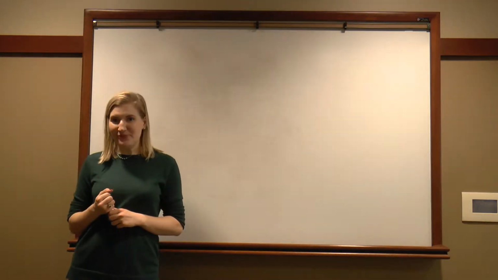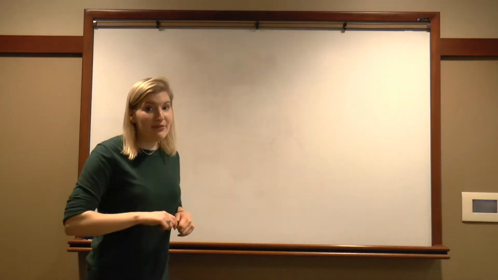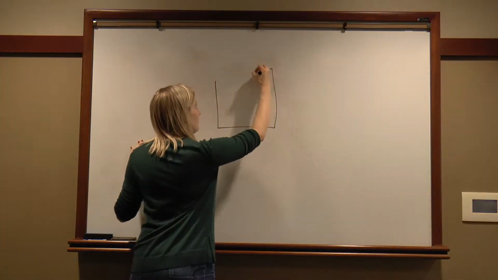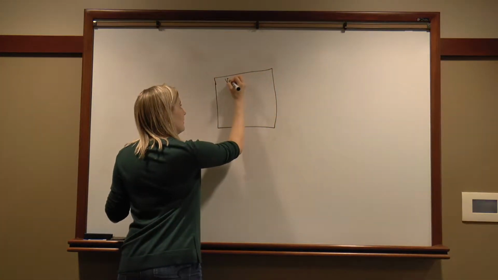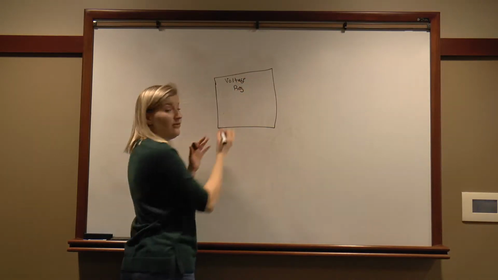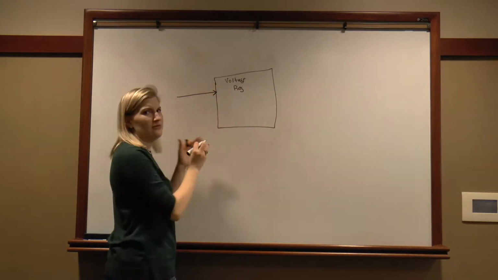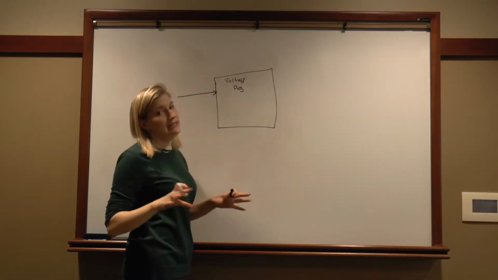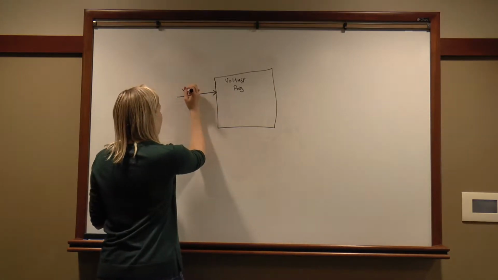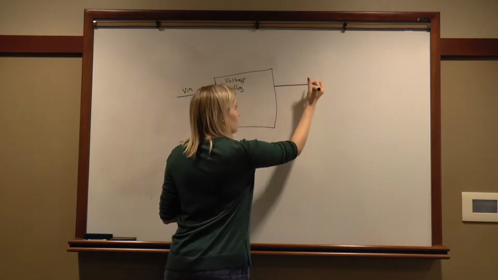So let's get started. First question, what is a voltage regulator? At a high level, we can think of it simply as a black box. So here we have our voltage regulator, and it takes some DC input voltage. We're going to spend our time focusing on DC to DC regulators. So we're going to say our input voltage is DC, so V in, and we output some output voltage, V out.